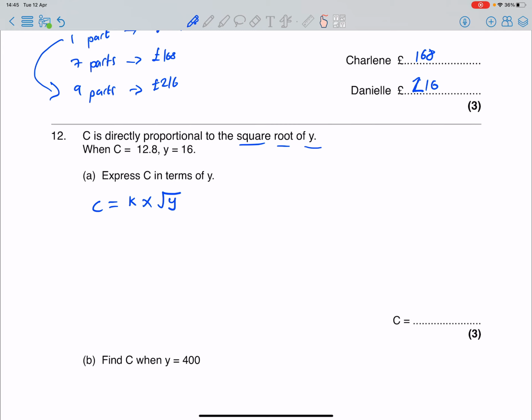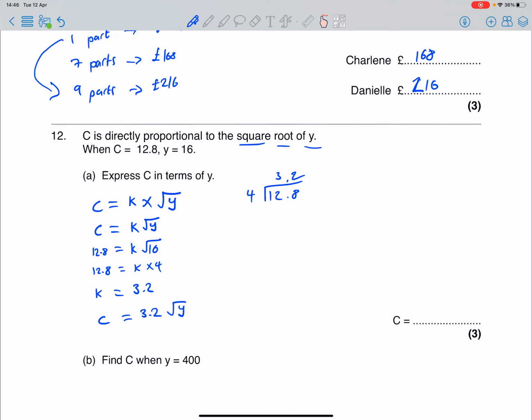Then we know that, so basically we can simplify this to C equals k root y. And we know when C equals 12.8, y is equal to 16. So k times the square root of 16. So 12.8 equals k times 4. So therefore k is equal to 12.8 divided by 4. Well, 4 into 12.8. 4 into 12 goes 3 times. Decimal point. 4 into 8 goes twice, so 3.2. But we're not done. We then write C equals k, so 3.2, multiplied by the square root of y.